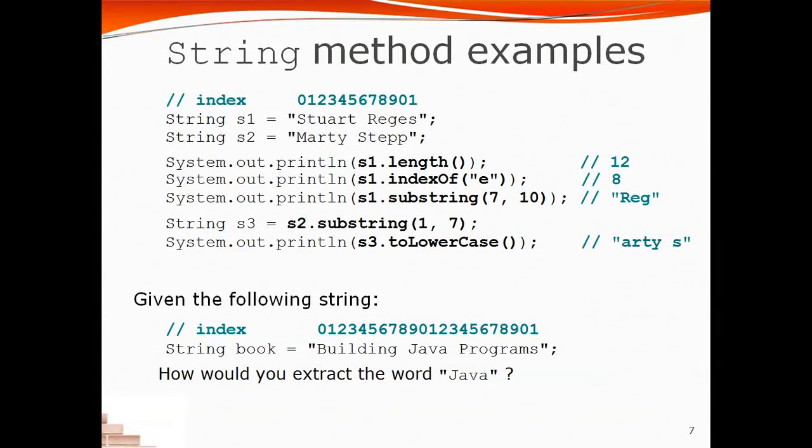s2.substring 1 comma 7. So from the s2 string Marty Step, it will start from A, okay, and go till index 6. So the output will be ARTY S, okay. So this is the way we use the various string functions.